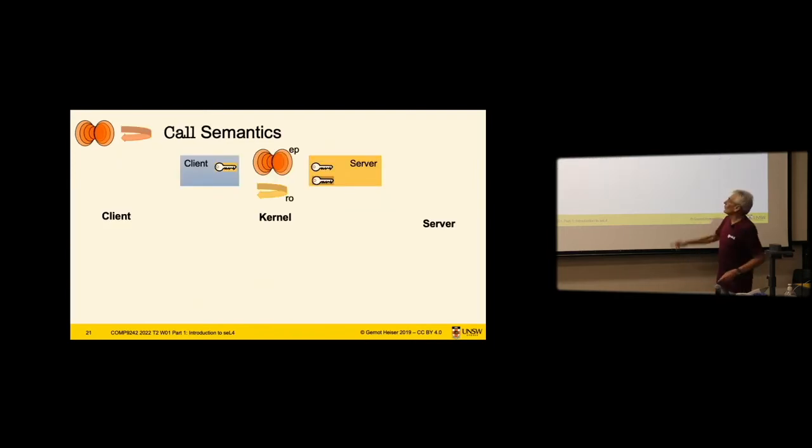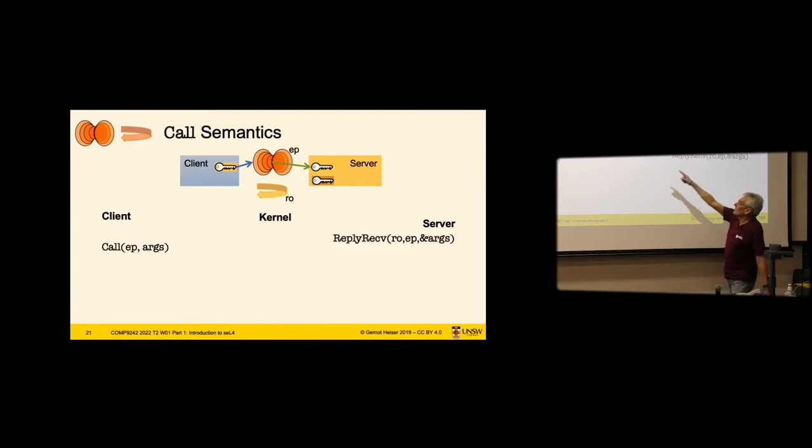So this is how it works. For the communication, the server has two things. It's got the endpoint and the reply object. The client has a capability to the endpoint, and the server has a capability to the endpoint as well as to the reply object. The client doesn't know anything about the reply object. And so the server first blocks on the endpoint, so that's the normal operation. It's ready to operate on behalf of the client.